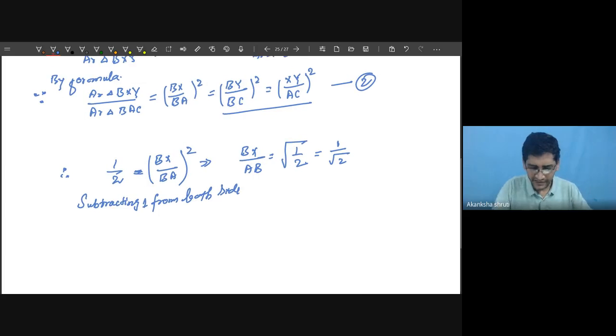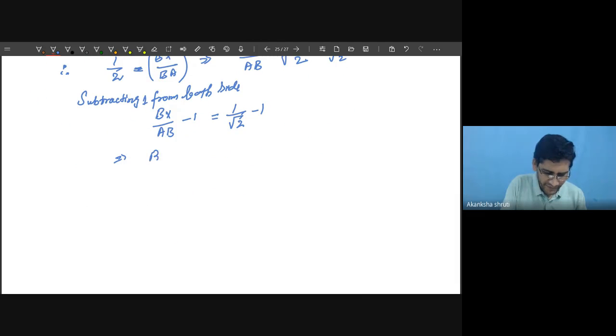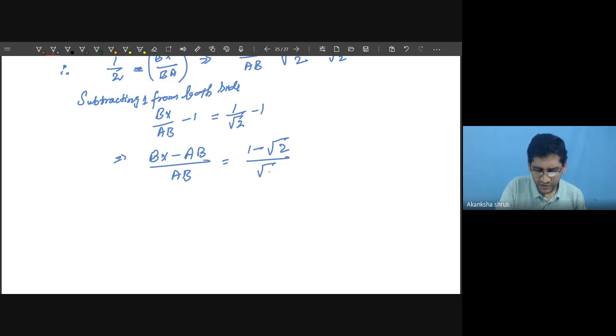So just go for subtracting. Means I am going to subtract 1 from BX by AB. While on the left hand side we have subtracted 1, on the right hand side we also need to subtract 1. So this numerator becomes BX minus AB, divided by AB, is equal to 1 minus root 2 divided by root 2. Is it okay? Yes, it is okay.